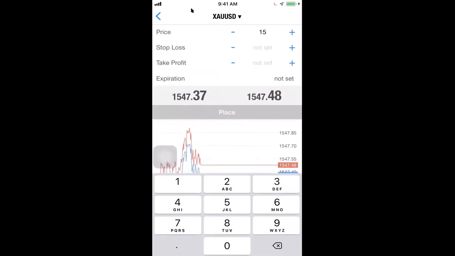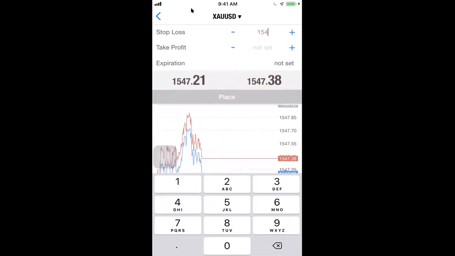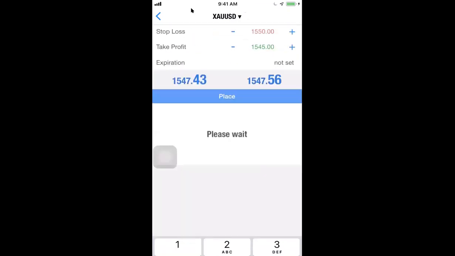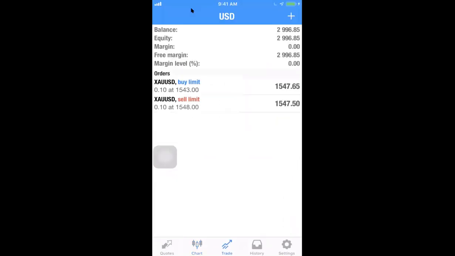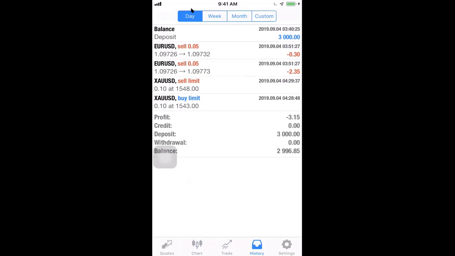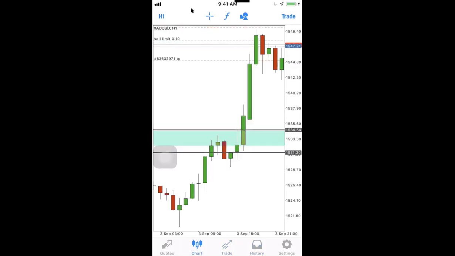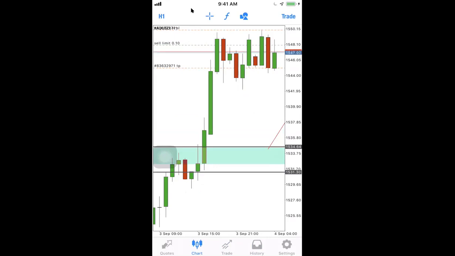See, 48, 50, 45. When you delete it, it will go into your history. And then you can see here, now we have the sell limit. If the market comes up and hits that level, then the trade would automatically enter. Right? Any questions?